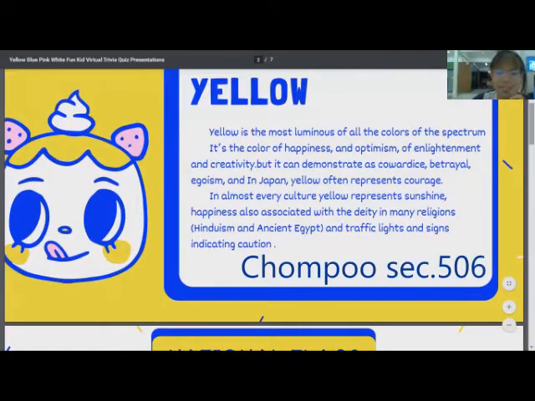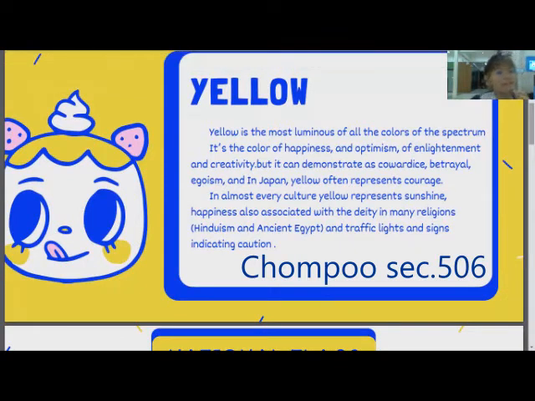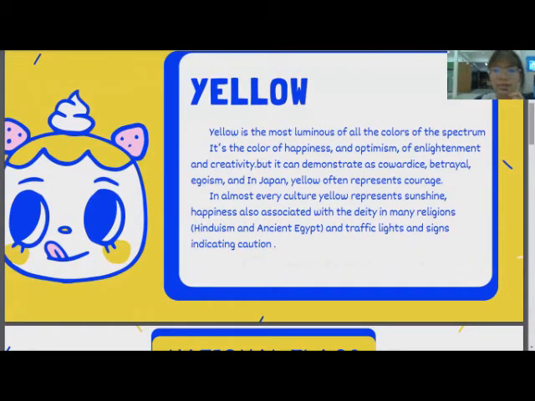I choose the color yellow. Yellow is the most luminous of all the colors of the spectrum. In nature, we can see yellow in sunflowers, peas, and egg yolk. It's a color of happiness and optimism, sunshine, spring, but it can also demonstrate cowardice, betrayal, and madness. Furthermore, yellow is the color of caution and physical illness.